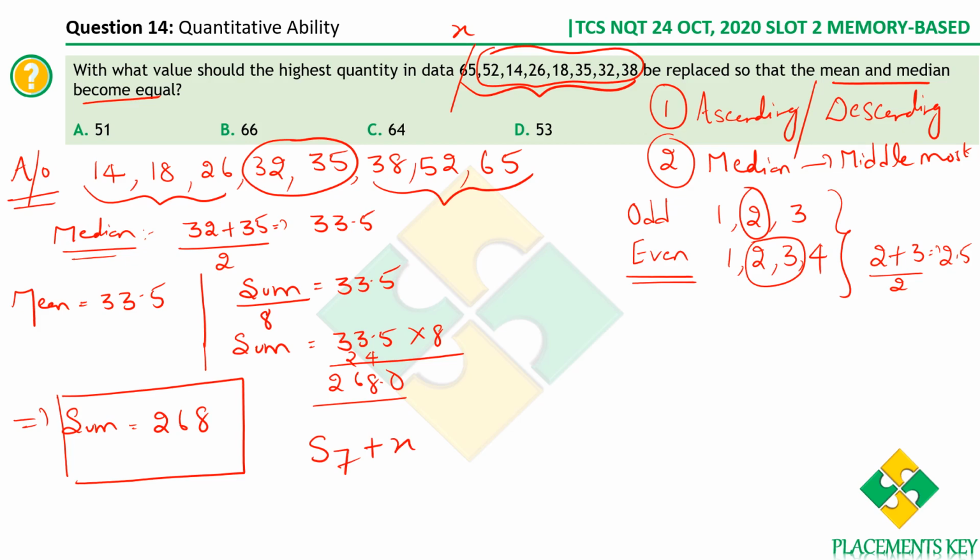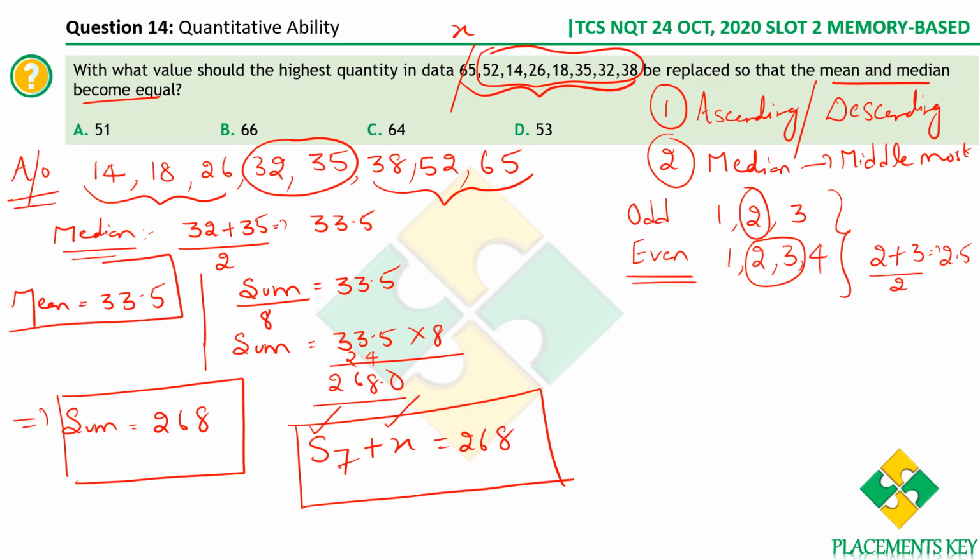So instead of 65 I'm taking it as x, so this sum has to be 268, isn't it? I hope this concept is clear. We know that 65 has to be replaced, therefore I'm first summing up the remaining 7 observations, and then to that if we add x you should get the value of 268, so that the mean becomes 33.5.